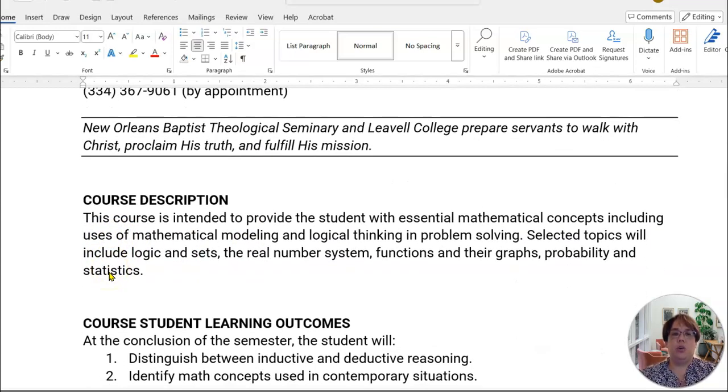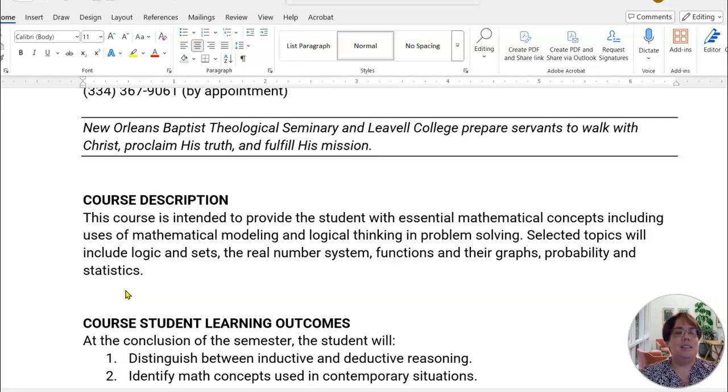This particular course is intended to provide the student with essential mathematical concepts, including uses of mathematical modeling, logical thinking, and problem solving. Selected topics will include logic and sets, the real number system, functions and their graphs, probability, and statistics. And I know that sounds like a lot. This is a different type of math course than a lot of you have probably had in some of your other classes.